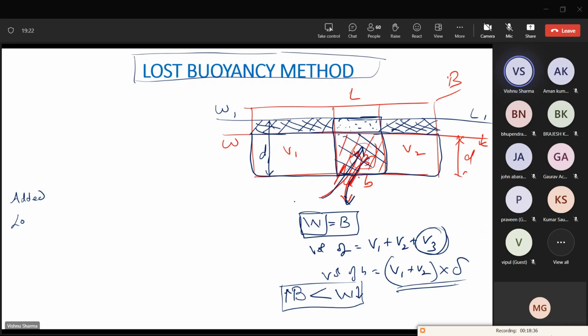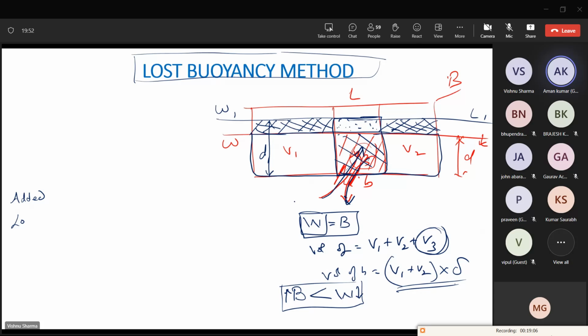But how it is being perceived is different in the two scenarios. In one scenario, you are saying it was the increase in weight which led to the increase in draft. In the second one, I'm saying it is the loss of buoyancy which has led to the increase of draft. And the second method is called the lost buoyancy method. Guys, any questions on the lost buoyancy method or the added weight method?